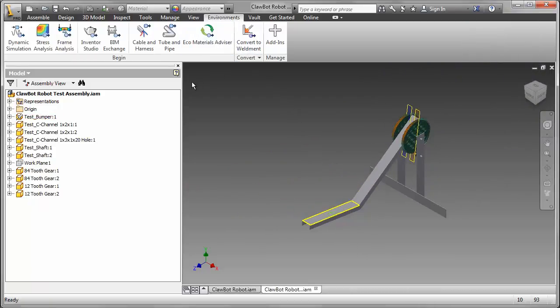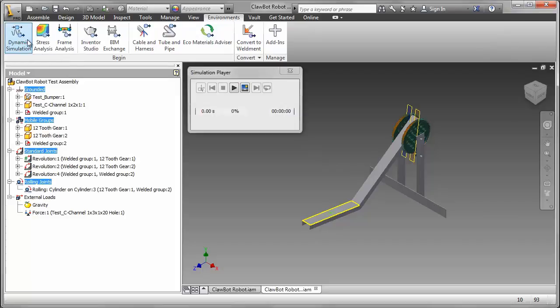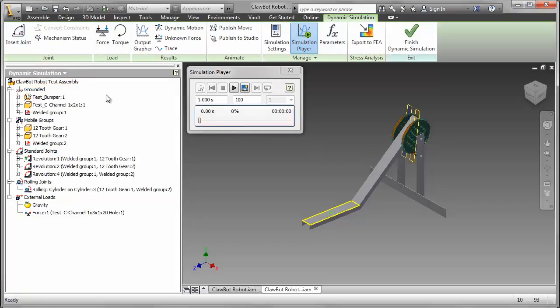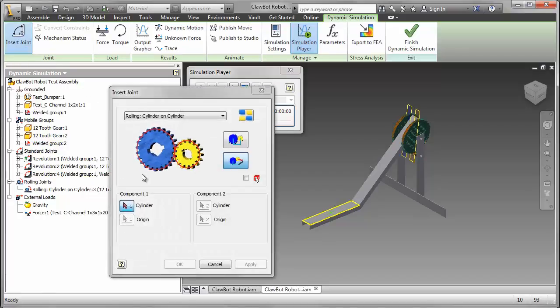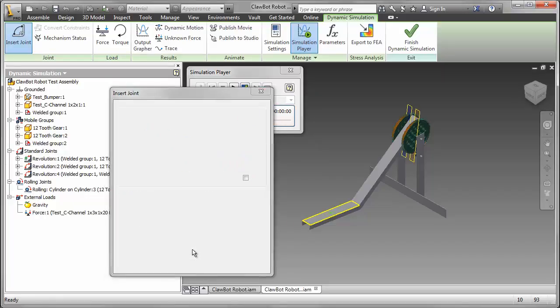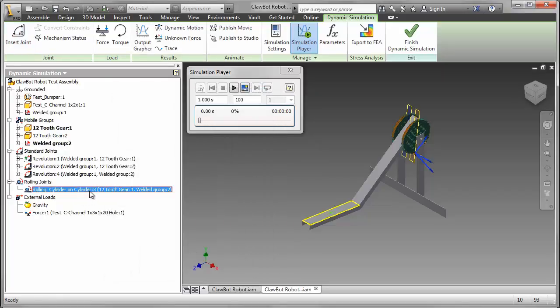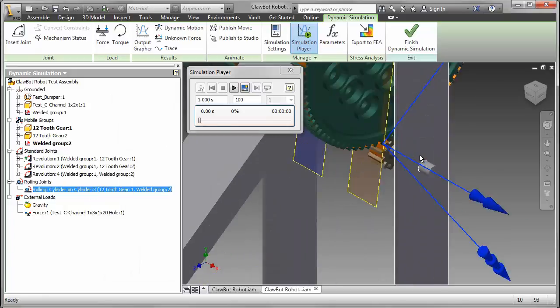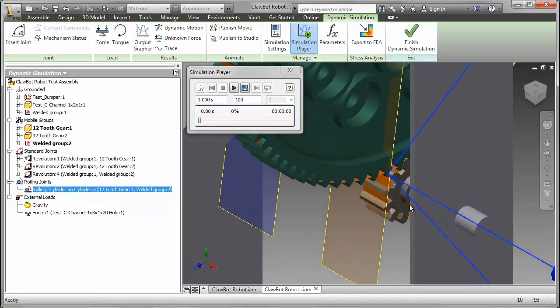In the dynamic simulation environment, the assembly is converted into grounded or mobile groups, and assembly constraints are converted to joints. For this simulation, a rolling cylinder-on-cylinder joint was added. A review of the axes shows the force along the x-axis should be determined.